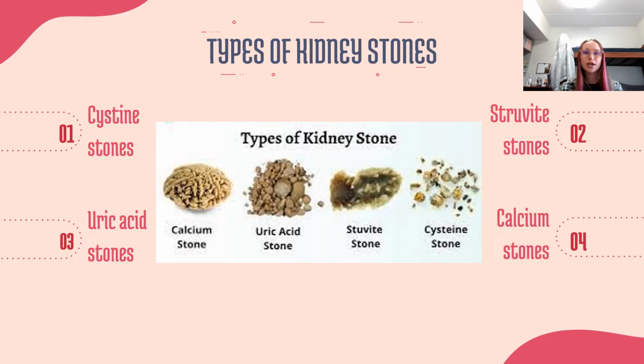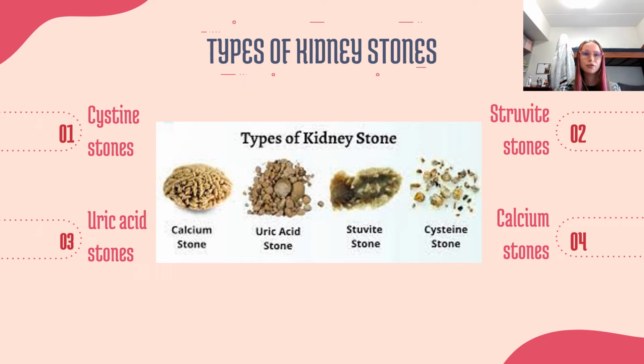There are a few different types of stones. Cystine stones appear when the kidneys excrete too much of a specific amino acid. These occur in people with cystinuria, which is a hereditary disorder. Struvite stones develop in response to urinary tract infection. These can grow quickly with little warning.